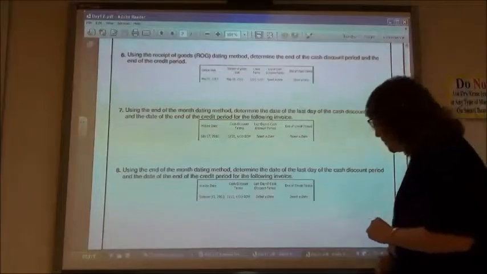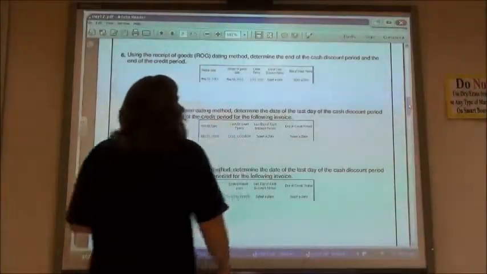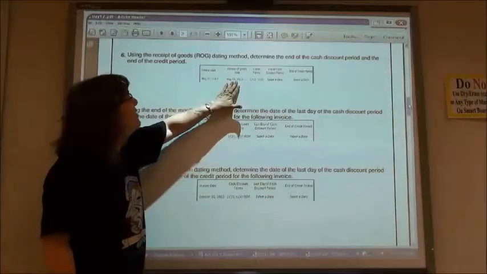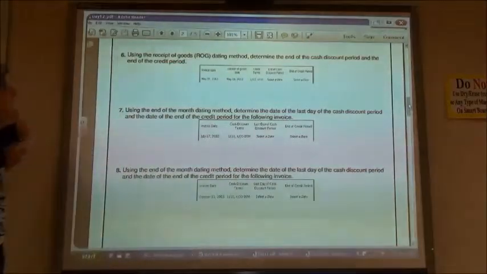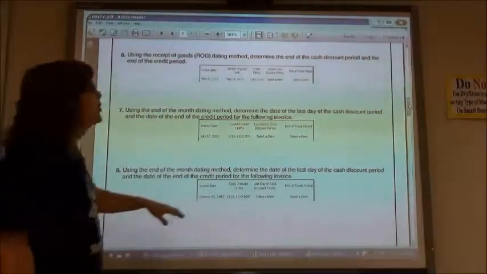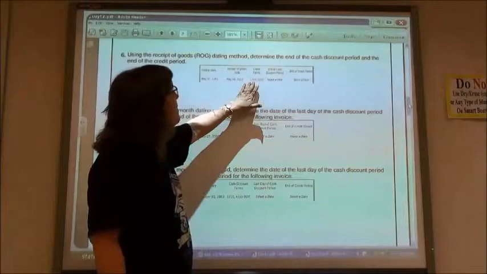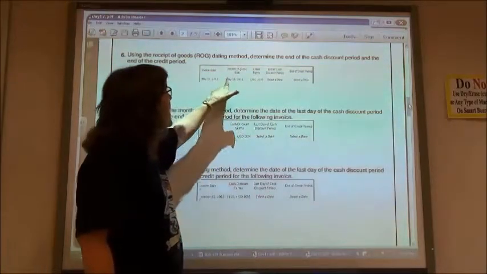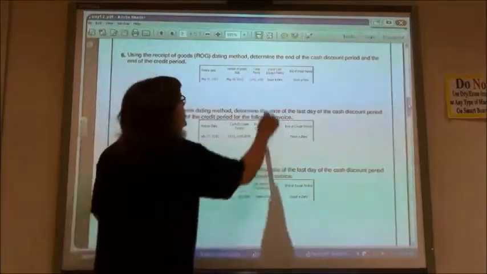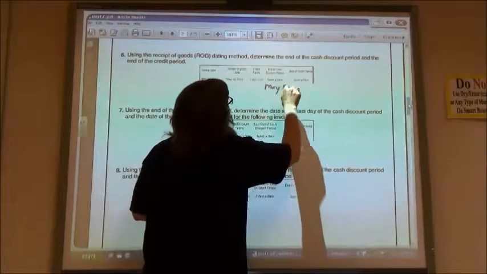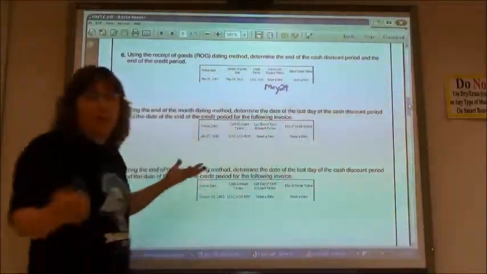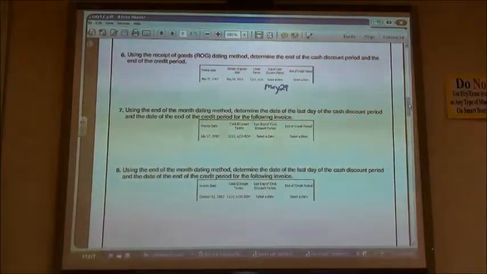Number 6, we're back to using the receipt of goods. So I'm using the discount from the date for the receipt of goods, which is May 19th. Again, my credit terms, I get a 3% discount if I pay within 10 days. So 10 days from May 19th is going to be May 29. 19 plus 10 more days, May 29th.